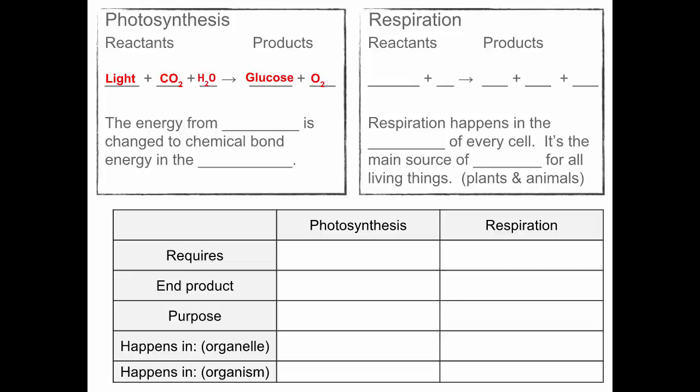So, in photosynthesis, energy from sunlight is changed, converted, transferred into chemical bond energy within a glucose molecule. What organelle does that happen in? Alex? Chloroplast. In the chloroplast of plant cells and a couple of others. All right, respiration. Grace, can you give me the formula?